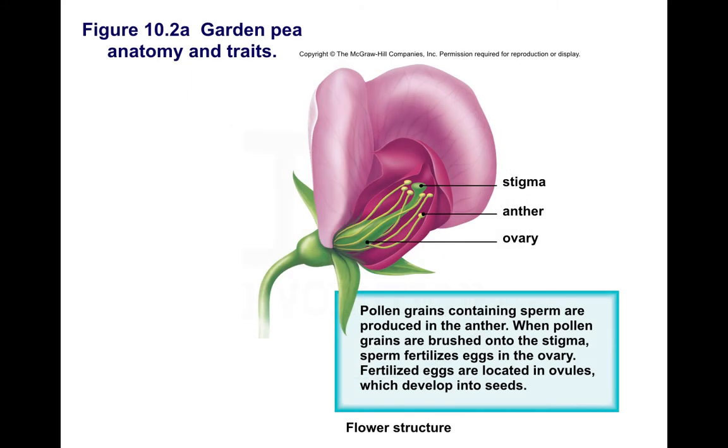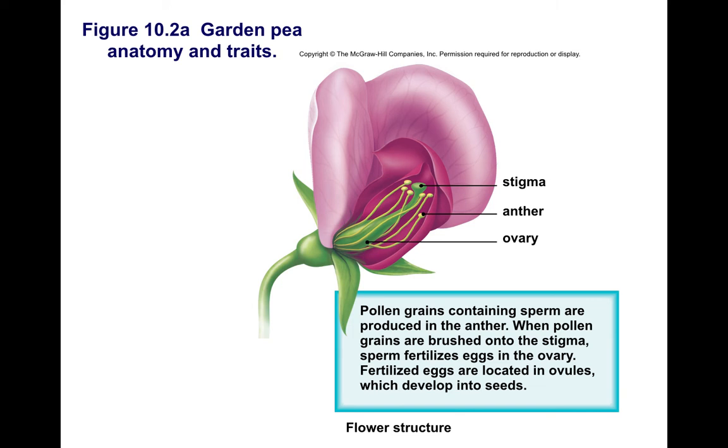So let's look at a garden pea flower now and figure out what Mendel did and how it works. So normally garden peas self-pollinate. This means that a flower has something that is equal to our sperm and egg cells, and sperm from one flower fertilizes an egg from the same flower. So this is what happens normally.